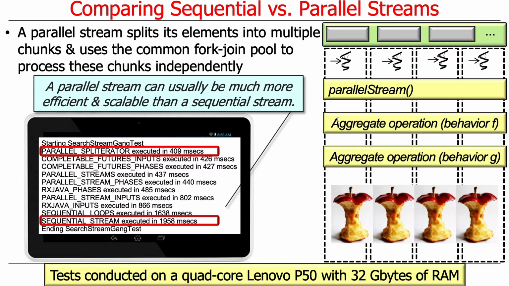This is a test I conducted some time ago on an earlier laptop that was a quad-core with 32 gigabytes of RAM. My current laptop is an 8-core with 128 gigabytes of RAM, so it's pretty hefty. The main thing you'll see is what I'm about to talk about. These are all the different models of concurrency that we use here, and this is the sequential version, streams.